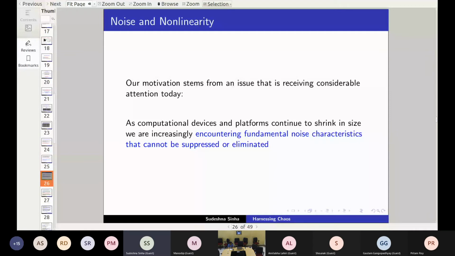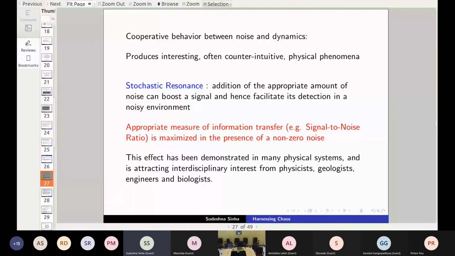Of course, you can keep trying to eliminate it. But we thought we would try another route. Let us see if there is some noise which can work for us. So that was the idea. And why did we think of this? Because of previous work on stochastic resonance.